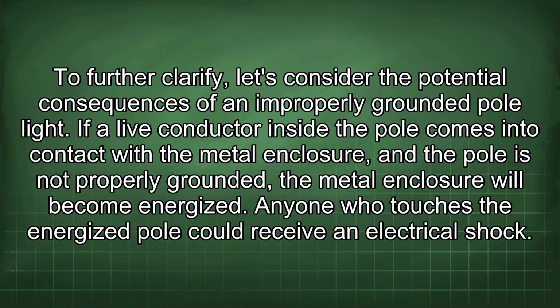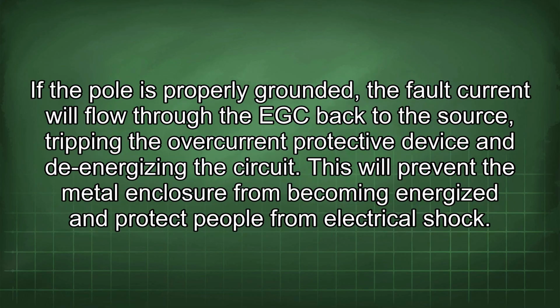To further clarify, let's consider the potential consequences of an improperly grounded pole light. If a live conductor inside the pole comes into contact with the metal enclosure and the pole is not properly grounded, the metal enclosure will become energized. Anyone who touches the energized pole could receive an electrical shock. If the pole is properly grounded, the fault current will flow through the EGC back to the source, tripping the overcurrent protective device and de-energizing the circuit. This will prevent the metal enclosure from becoming energized and protect people from electrical shock.